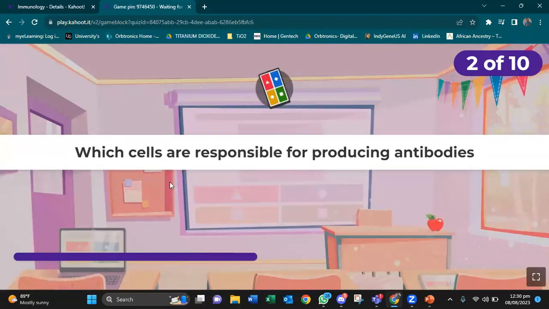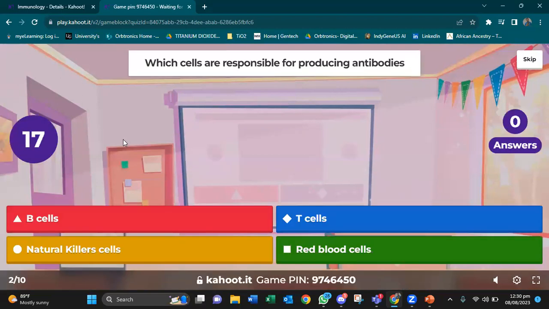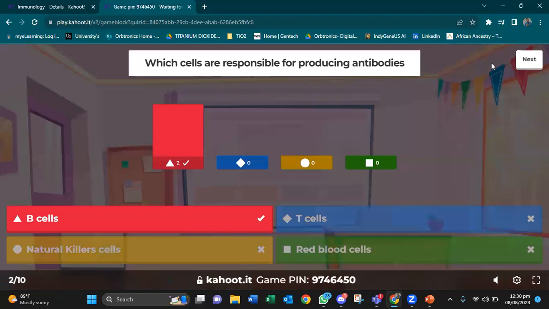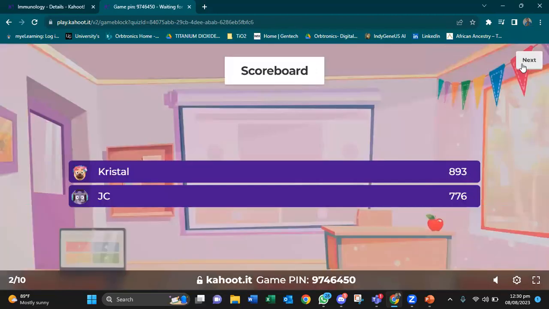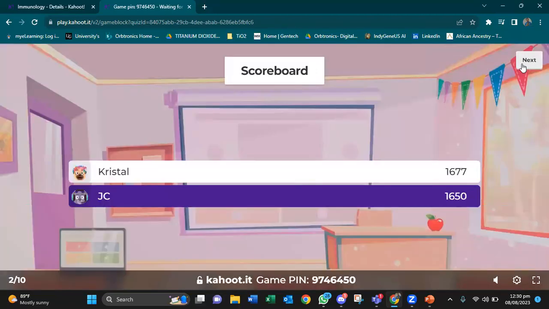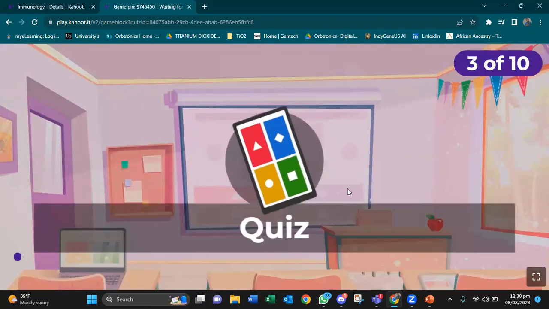Next one: which cells are responsible for producing antibodies? Is it B cells, T cells, natural killer cells, or red blood cells? Yeah, that is correct. It's your B cell, particularly your plasma cell. Crystal is still in the lead, but the gap is really close.